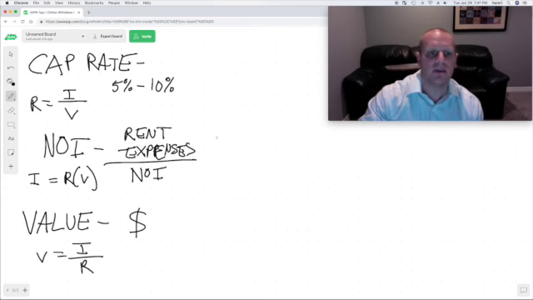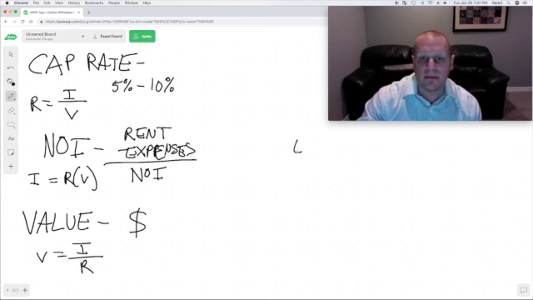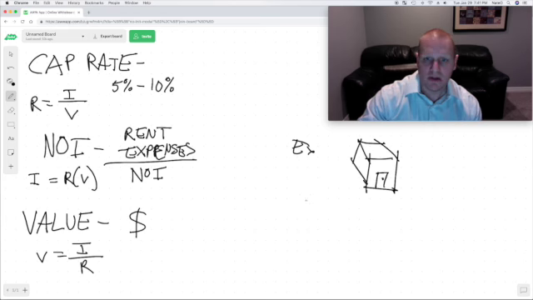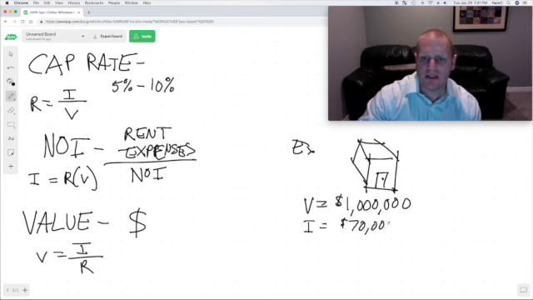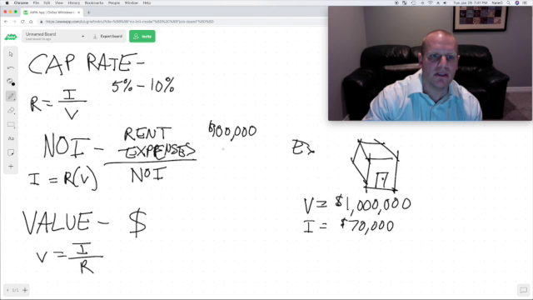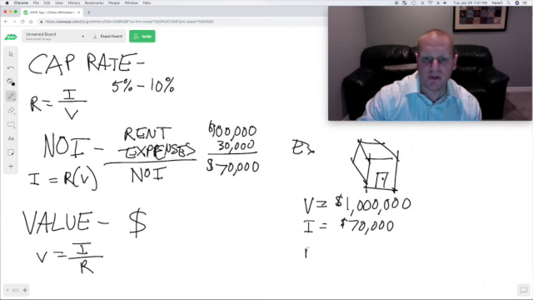Now let's look at an example. Say that there's a building here. It's $1 million. So the value is 1 million. The income that the tenant is paying you is 70,000, and let's say that the rent is 100,000, but then you're paying 30,000 in expenses. So that NOI is going to equal $70,000, and you want to figure out what the cap rate for that property is.